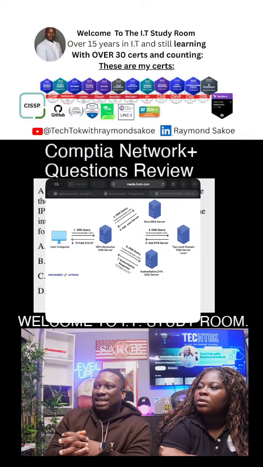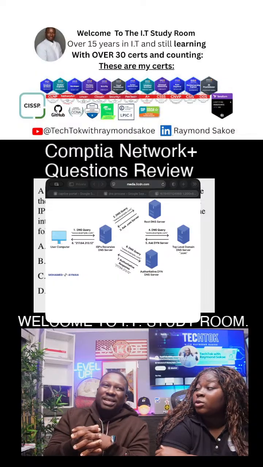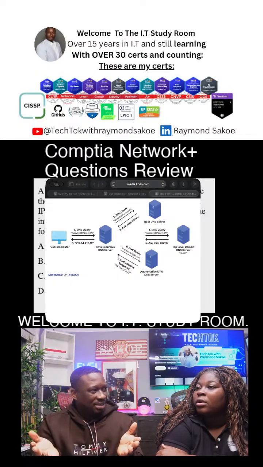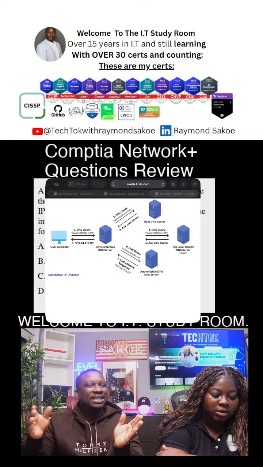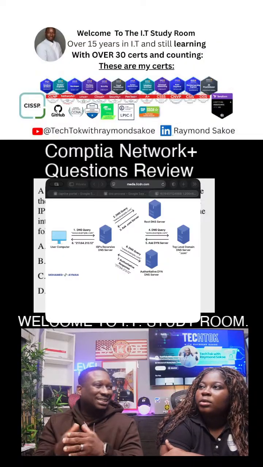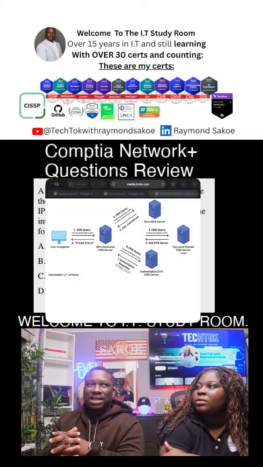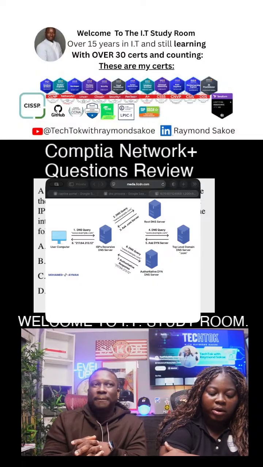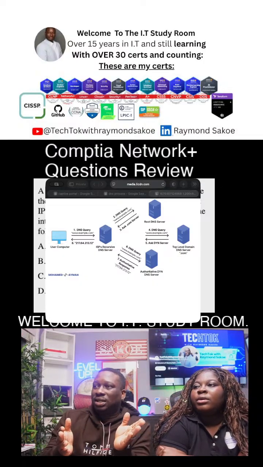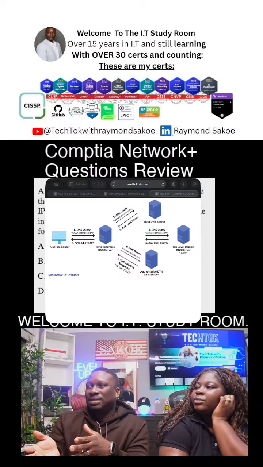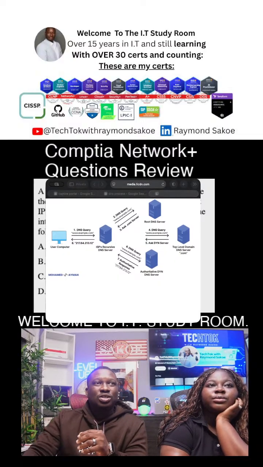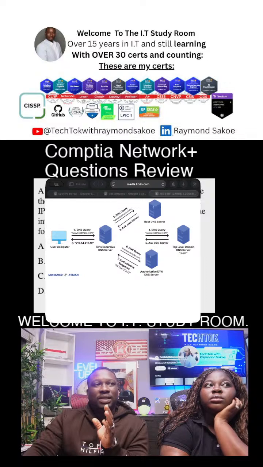Is this similar to what you're describing? It can be, because it's pointing to a different IP address that doesn't exist. So you can get that 404, but it's not exactly the same issue.